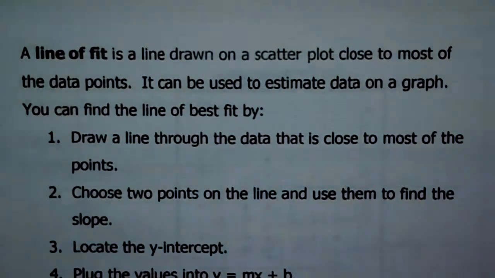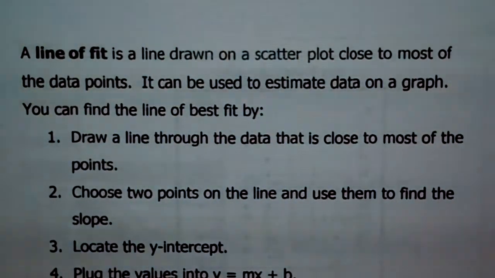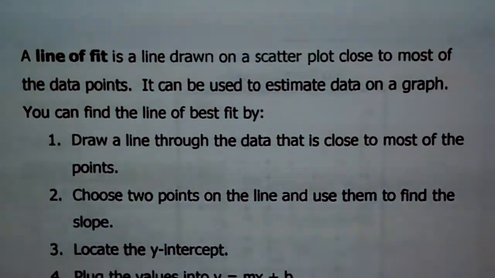Okay, so line of fit is a phrase that you're going to hear. A line of fit is a line drawn on a scatter plot close to most of the data points, which we just did on the front, determining if it is positive, negative, or none. This line of fit can be used to estimate data on a graph. So it lets us see the patterns and estimate more of what we can't see on the graph. All you have to do to figure out the line of best fit is draw a line through the data that's close to most of the points. That sounds easy so far, right?